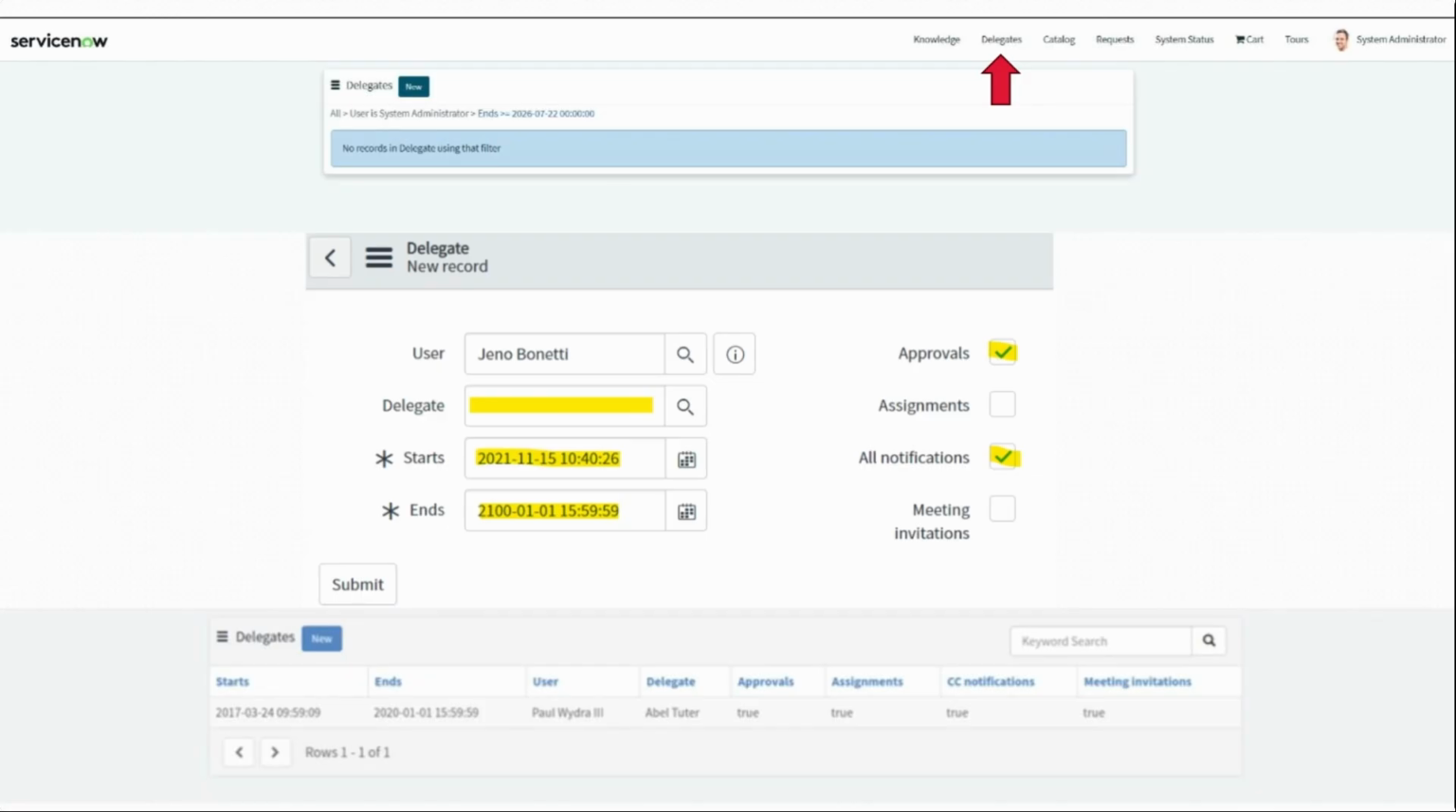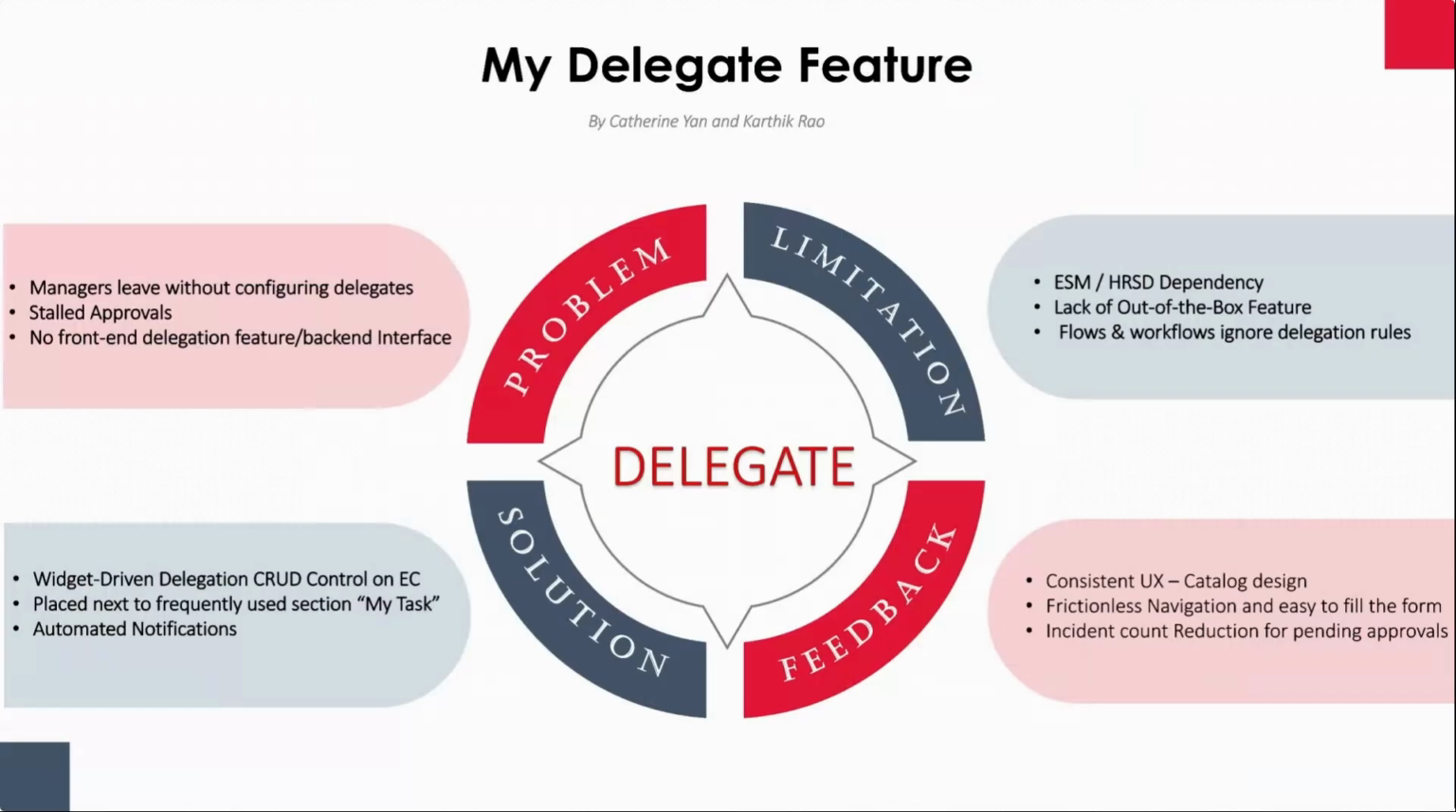And if you go back to the first slide, Catherine. After the release, we did a quick feedback to see how the users felt. I think we got very good feedback saying the consistency of UX, the catalog design matched with this solution. It was frictionless, easy to fill the form. And the biggest takeaway from this solution was that the incident count for pending approvals got reduced.